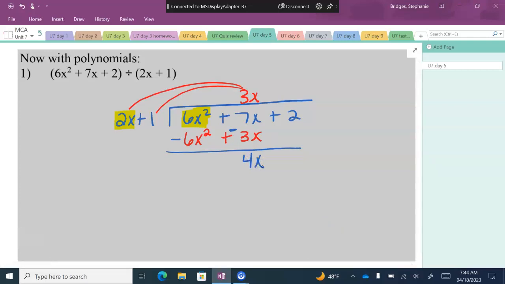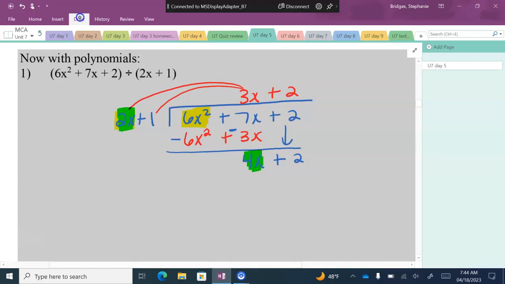Then what do you think I should do? Bring down that plus 2, okay? Don't forget your sign, because we still have to have two terms. In order for me to divide two terms, I have to have two terms for them to divide into. And then we start the process over. Again, focusing on the first terms only. What do I multiply 2x by to make it turn into 4x? 2. Positive 2 or negative 2? Positive. So we're going to put a plus 2 up here.